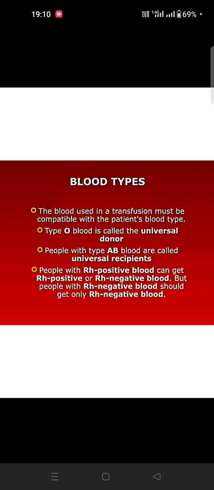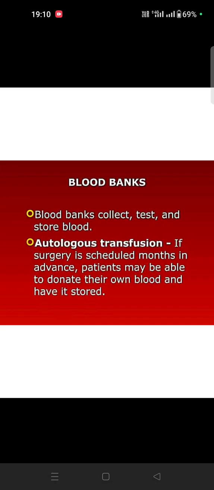So O blood is called the universal donor, and AB blood is called the universal recipient. Rh positive blood can receive Rh positive, and Rh negative blood we can give Rh negative blood. So that one is the main point. Then blood banks collect, test and store the blood.